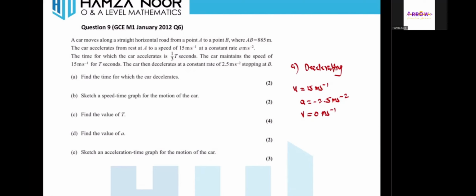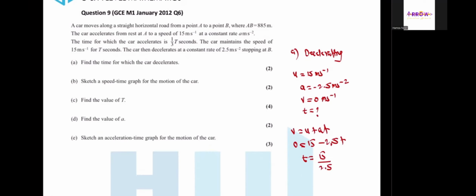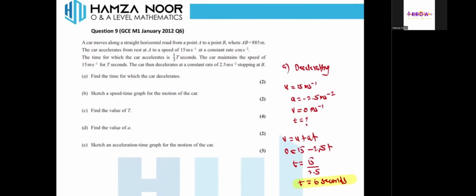Okay, and what we need to find is the time for which the car decelerates. We need to find the value of t. So we can simply use the equation v equals u plus at. So 0 equals 15 minus 2.5 times t. So t equals 15 divided by 2.5, meaning t equals 6 seconds. The value of t is basically 6. This is the answer for part A. All right, so for 6 seconds, the car decelerates.